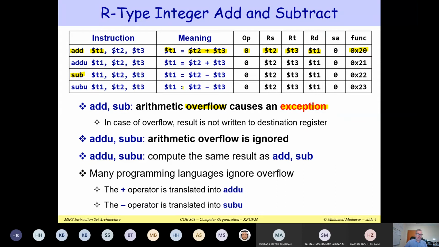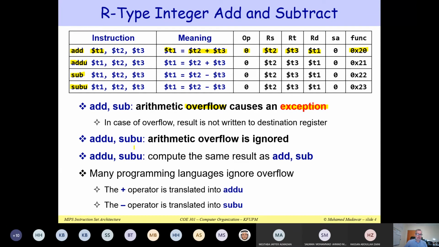We also have addu and subu. These are also addition and subtraction. They are identical to add and subtract. They compute exactly the same result. However, they ignore overflow.